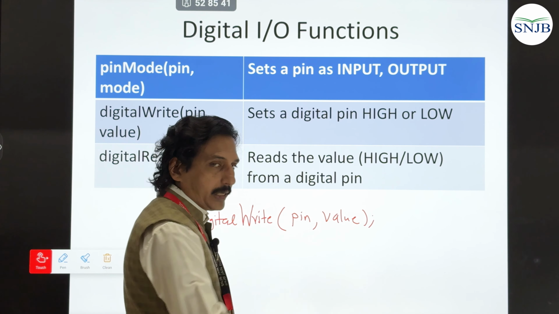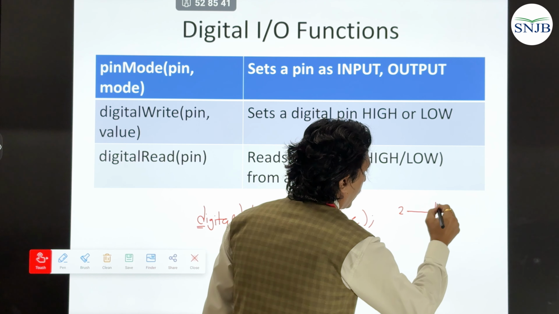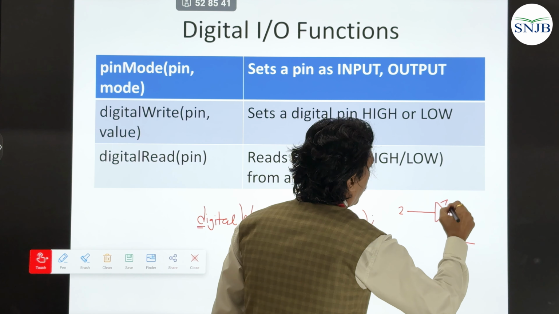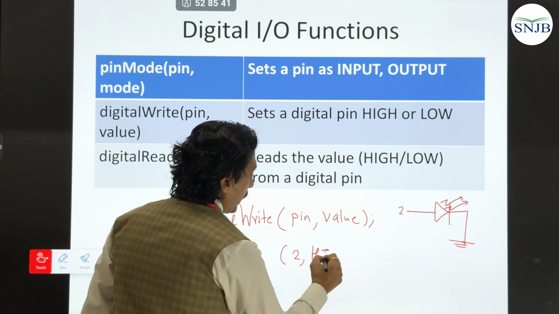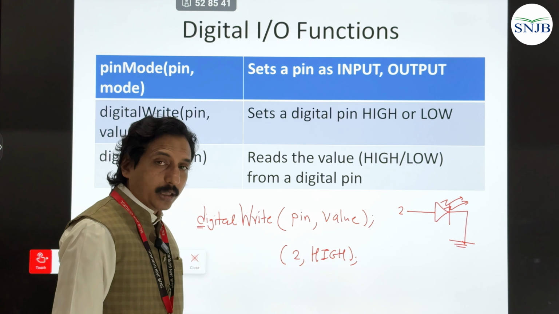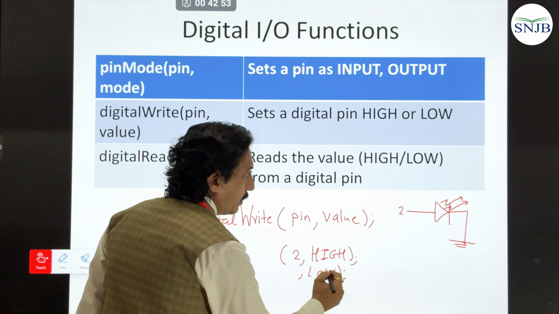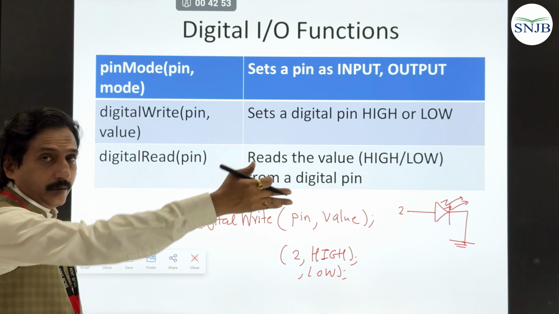So just as our previous example, if on pin number 2 one light emitting diode is connected, then we can write like this, pin number 2 and value is HIGH or LOW. When we give the HIGH value, it can turn on the LED. If we put the LOW value, it turns off the LED. So this is digitalWrite.